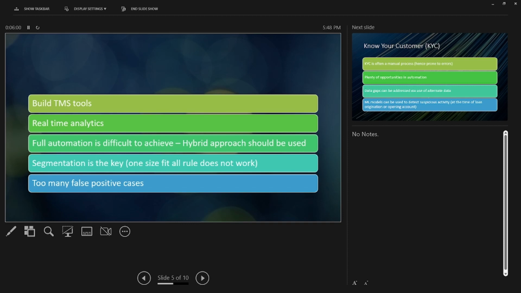And segmentation is key in this case. There is no one-size-fits-all rule. That's not going to work, simply because the transaction pattern for a given segment of customers would be very different from another segment of customers, right? You could also have segmentation based on whether it's a retail customer or a commercial customer. You can also segment based on countries, based on other geographies and everything.